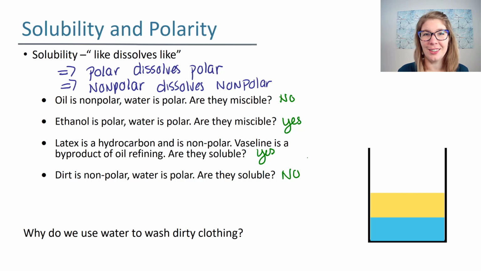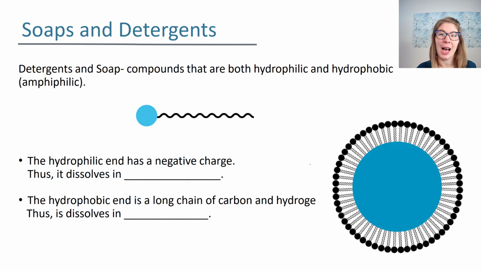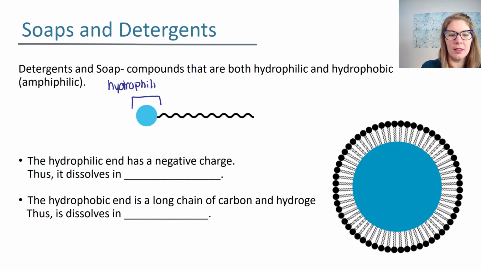And the answer is we have something else in there too, soap. Soaps and detergents are compounds that are really special because they have one end that is hydrophilic, which loves water, and another end that is hydrophobic, which hates water or is scared of water. So when you see a soap molecule, they're usually drawn something like this, where the hydrophilic end is this part, and the hydrophobic end is this part.